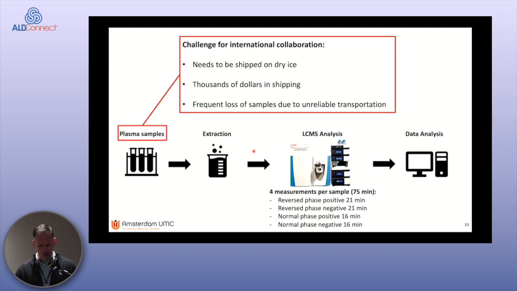So the first challenge in this pipeline is plasma samples. This is a challenge for international collaboration because these samples need to be shipped on dry ice. This often costs thousands of dollars in shipping. And it happened a number of times that samples were actually lost in transit or that they were stuck in an airport.